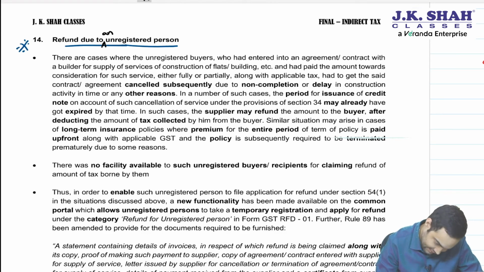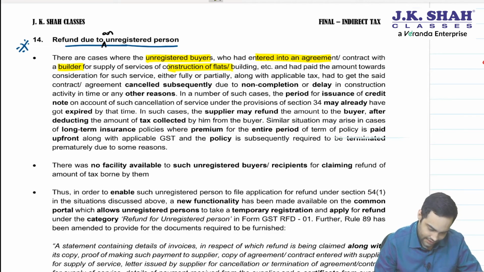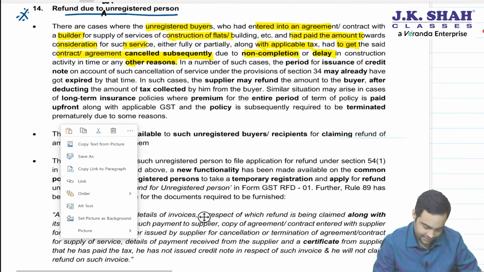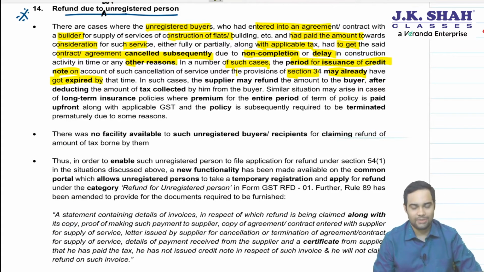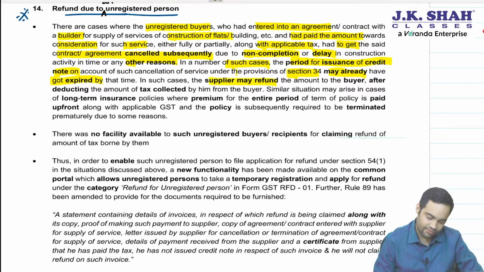Let's see. There are cases where unregistered buyers who have entered into the agreement with a builder for construction of flats and have paid the amount towards consideration for service along with tax had to get the contract cancelled subsequently due to non-completion, delay or any other reason. Good, very wide, any other reason. In a number of cases, the period for issuance of credit note under section 34 may already have got expired. In such cases, the supplier may refund the amount after deducting tax collected. So the supplier will not refund the tax amount. Now the tax amount is with government.